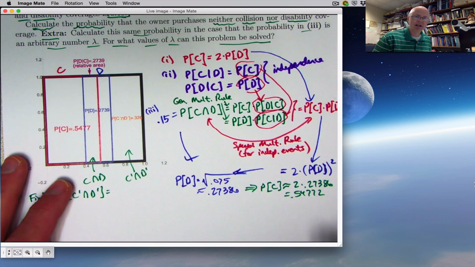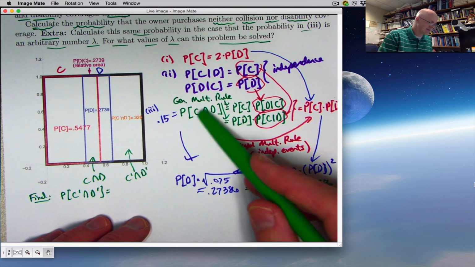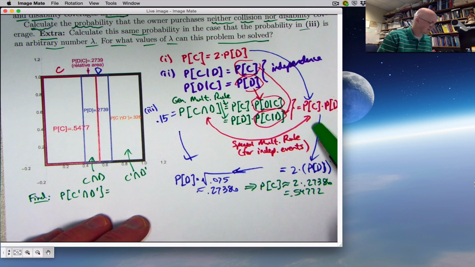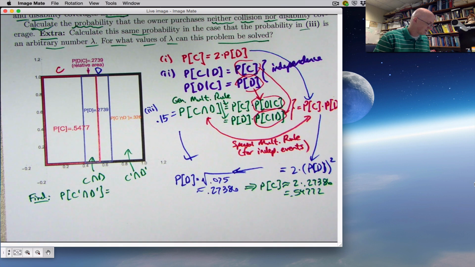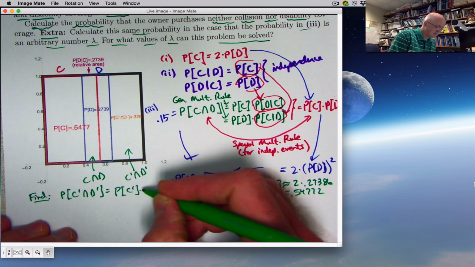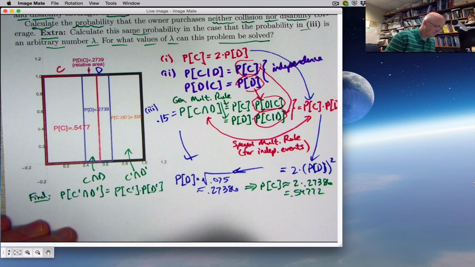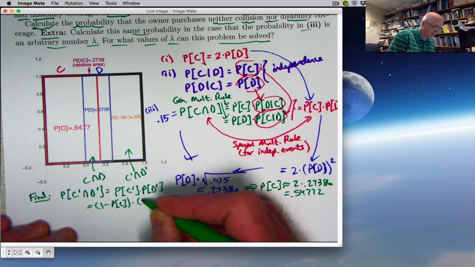It should make intuitive sense that if C and D are unrelated, if they are independent, that probably C prime and D prime are unrelated, but they are independent as well. That should make intuitive sense, right? And therefore, this special multiplication rule would work for C prime and D prime as well. I don't need to use, for example, De Morgan's law here to try to rewrite this in some other way. This should be the probability of C prime times the probability of D prime, which is 1 minus the probability of C times 1 minus the probability of D.